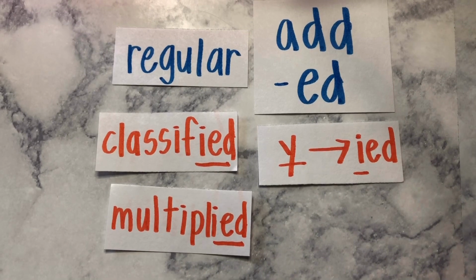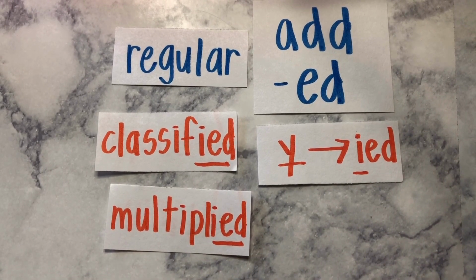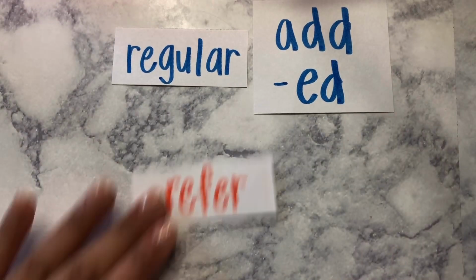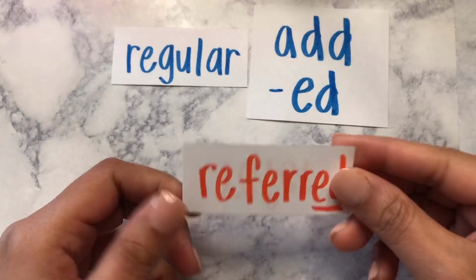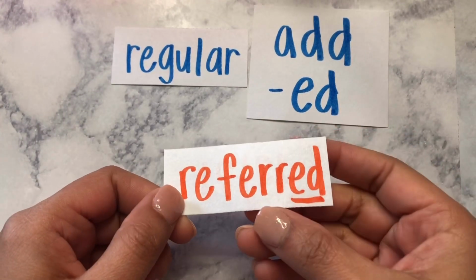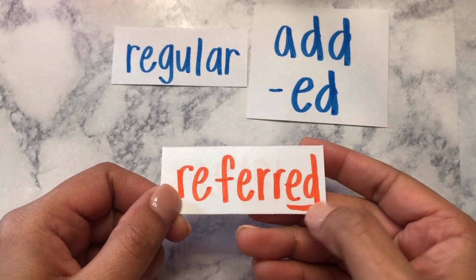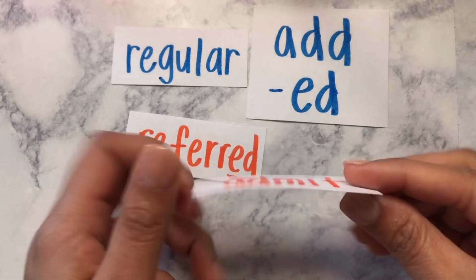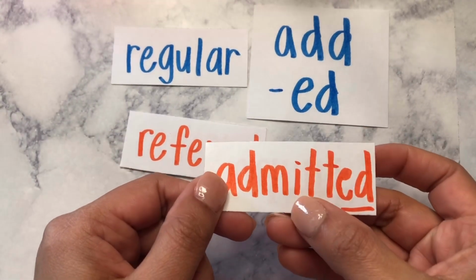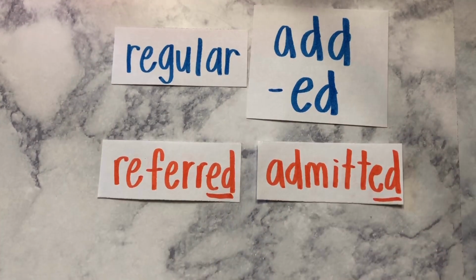Let's take a look at another example where something happens at the end that changes a verb to make it past tense. We have the word refer. If I want to say it already happened, I would say referred. If you notice, that r at the end was doubled, and then I added the ed. The same applies for the word admit. Admitted, we took that d and doubled it, and then added the ed. Again, these are still regular past tense verbs.